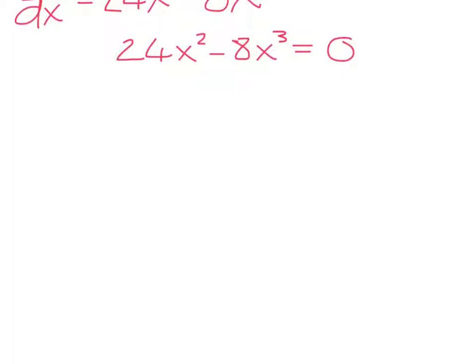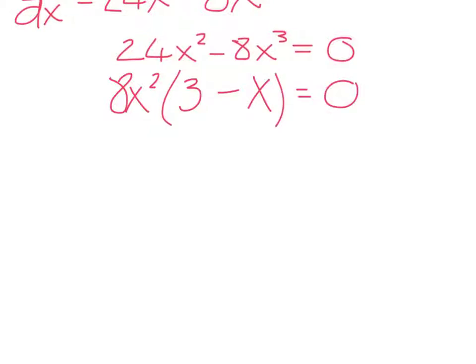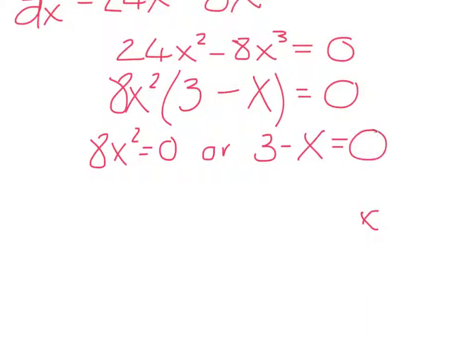What we want to do now is solve for x, which will give us an x value at the stationary point, and we do that by factorising. So the common factor we can take out here is 8x squared. That leaves us with 3 minus x inside the bracket, and that's all equal to 0. So from that we can write down that x squared equals 0, or 3 minus x equals 0. So if 8x squared equals 0, then that means x must be 0. Or if 3 minus x equals 0, that means x could be 3.